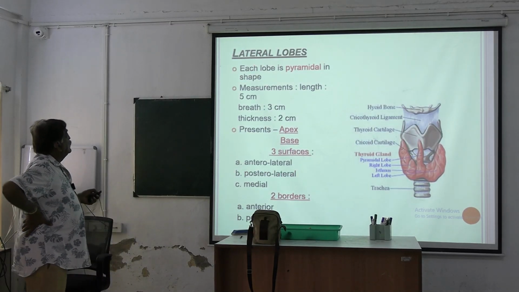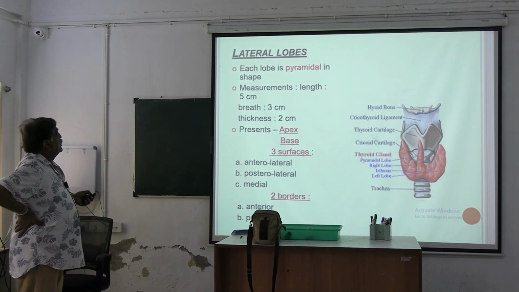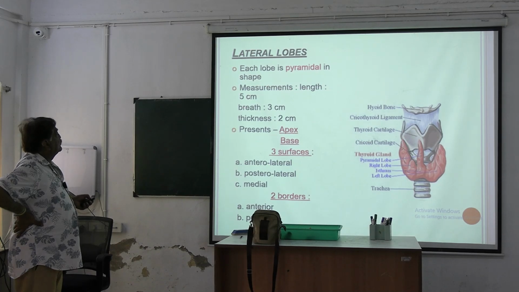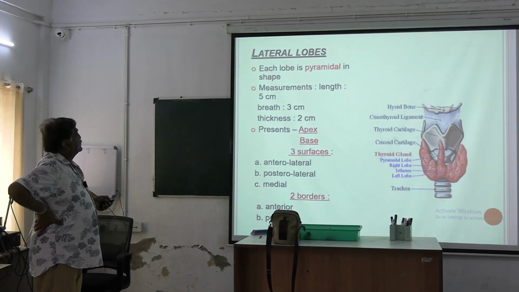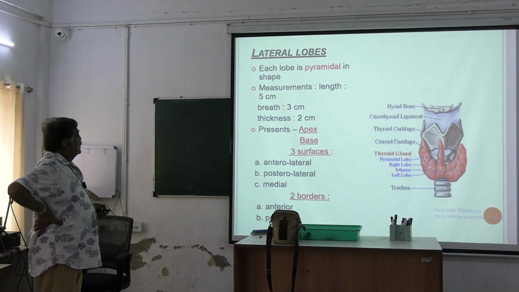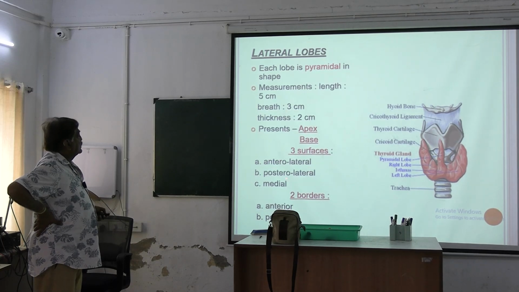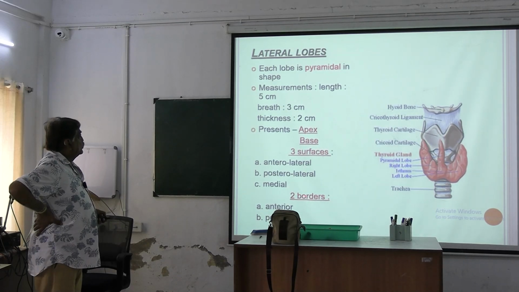Now, each lobe is pyramidal in shape, measures 5 centimeters in length, 3 centimeters in breadth and 2 centimeters in thickness. It presents an apex, a base and three surfaces: anterolateral surface, posterolateral surface and medial surface. There are two borders, anterior and posterior.